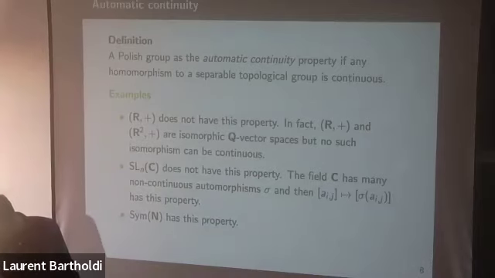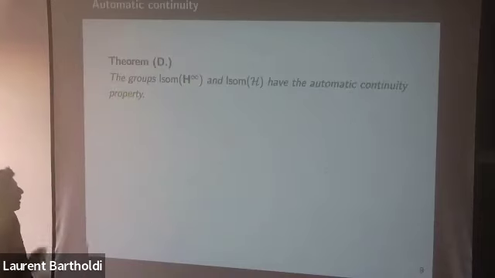Okay. What about the isometry group of hyperbolic space and of Hilbert space? Actually, both of them have this automatic continuity property. And the proof is very similar.